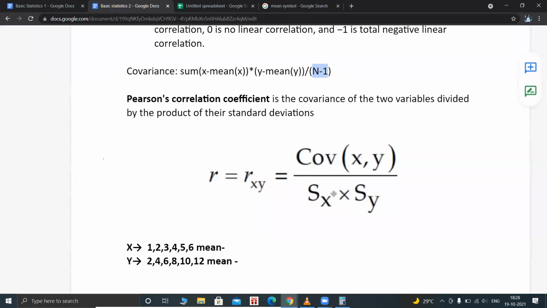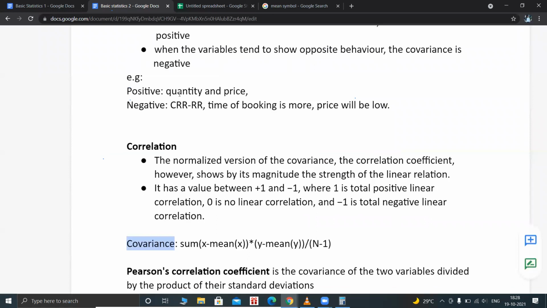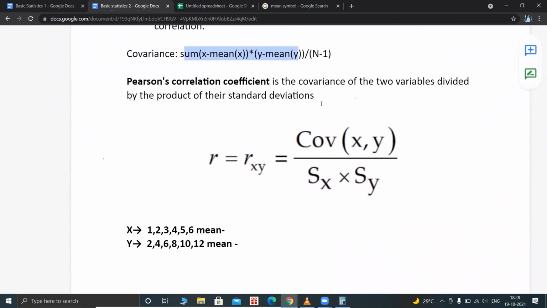Is this clear, guys, how you can calculate covariance? Sorry guys, this is not variance, it is covariance, don't get confused. Is this clear, everyone? Just give it a try, guys. There is nothing beyond that.